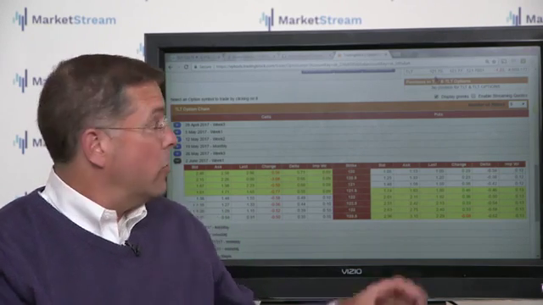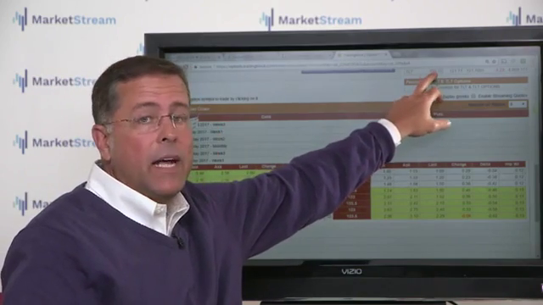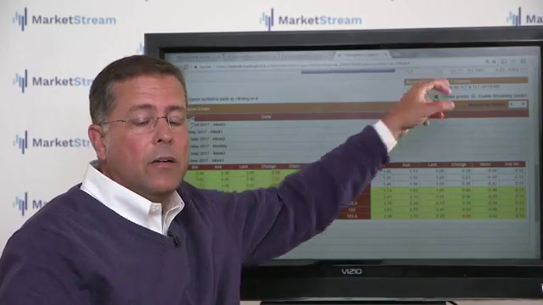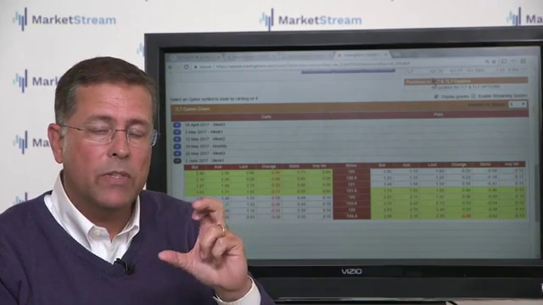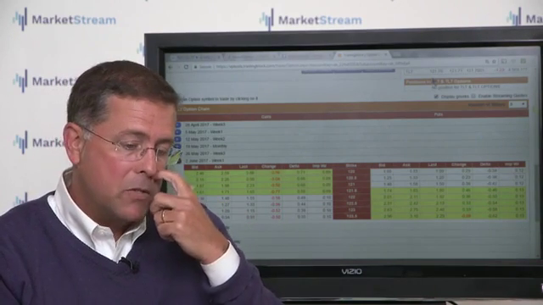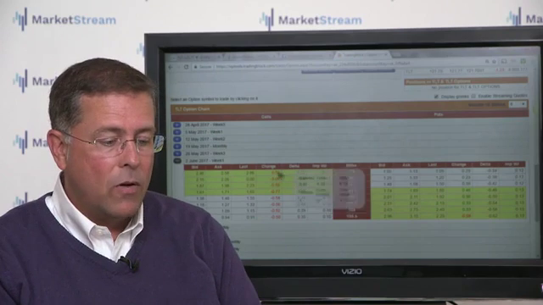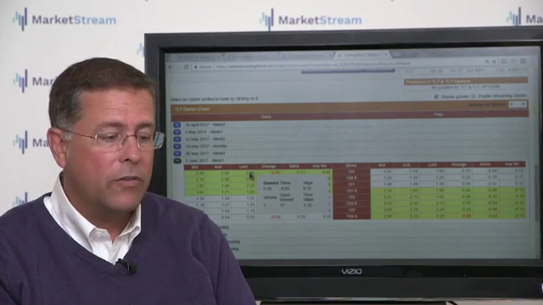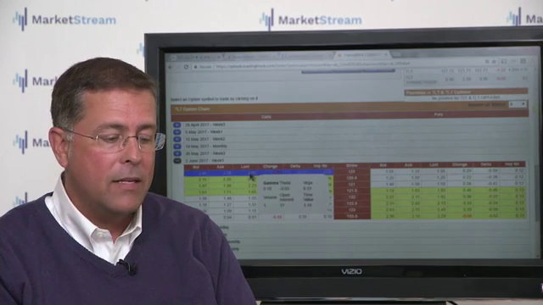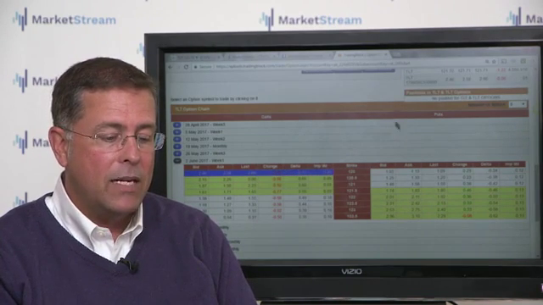Well, with the underlying trading at 121.70, that's where the TLT ETF is trading. That's what tracks the combination of both the 10-year and 30-year bonds. So I want to buy an in-the-money option. And this option here, the 120 calls expiring in 38 days, is trading for $2.86.